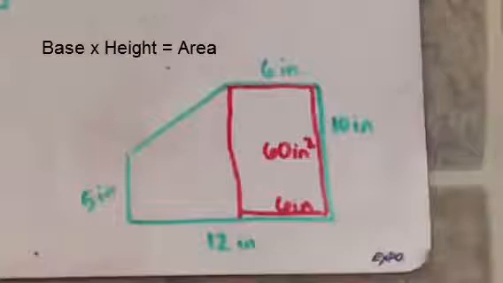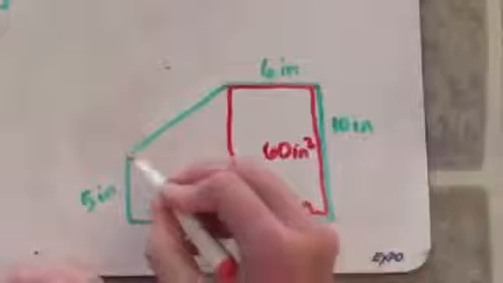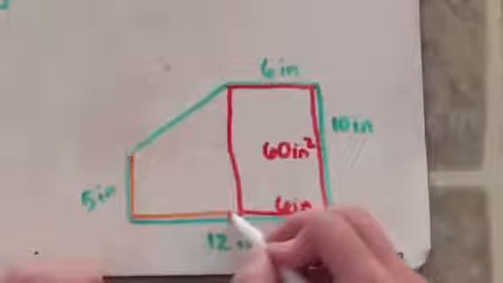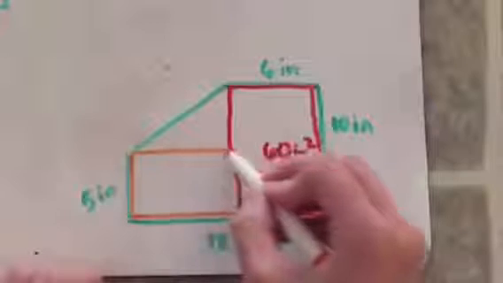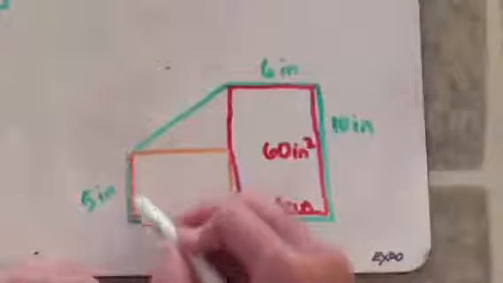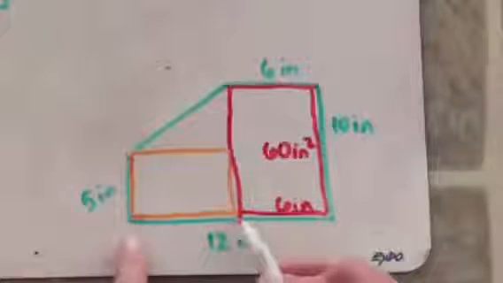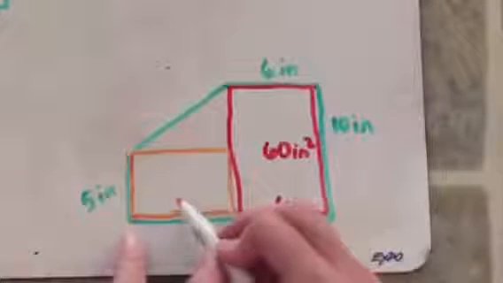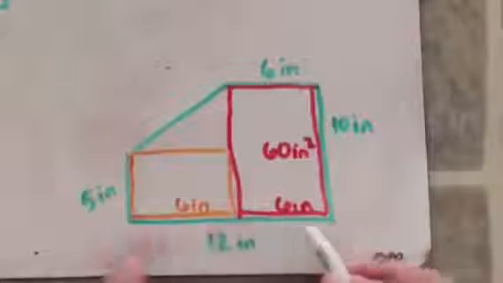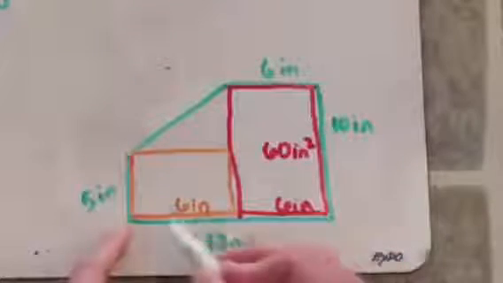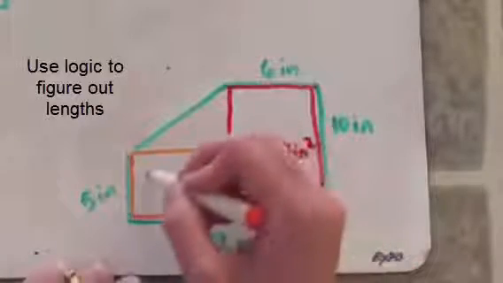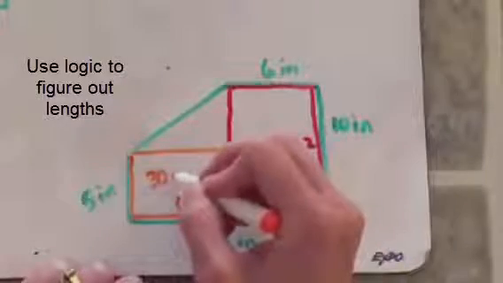Then I also see over here another rectangle. This rectangle is 5 inches by 6 inches. The way that I know that this is 6 inches is that if this is 6 inches and the whole length is 12 inches, what I've got left is 6 inches. So 6 inches times 5 inches is 30 square inches.